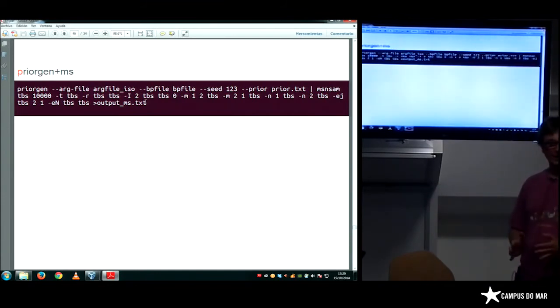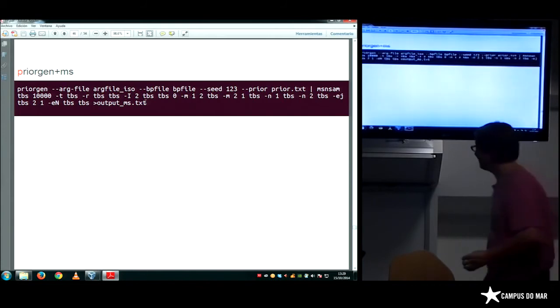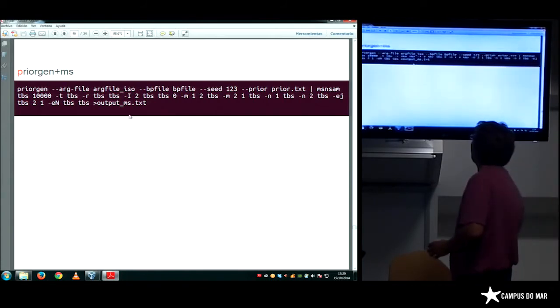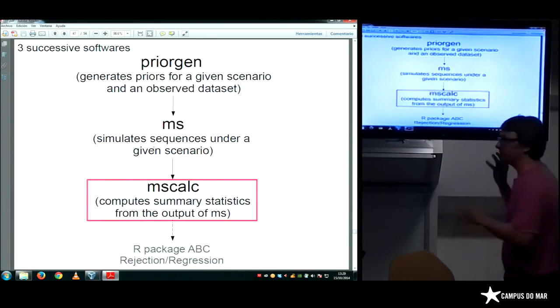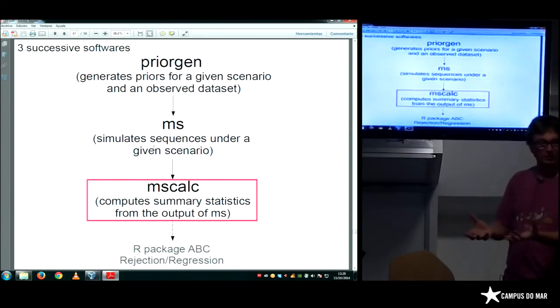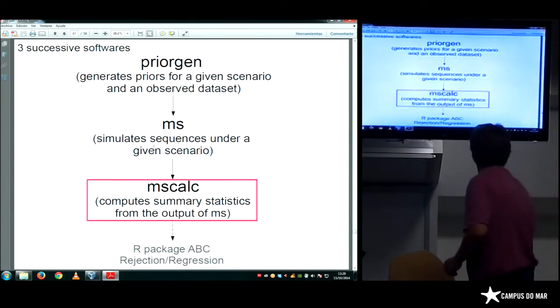Okay, I continue. So the next step is to compute the summary statistics. To do this, we use MSCalc.